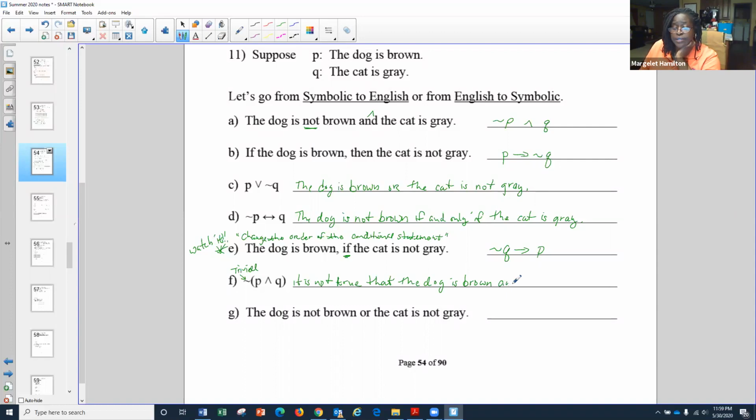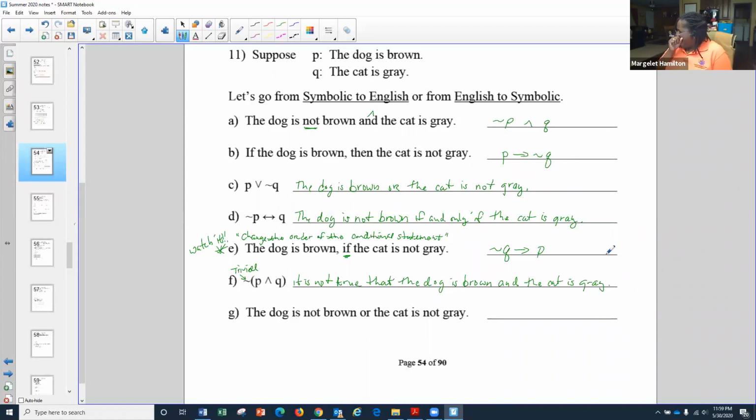and the cat is gray. Okay, that's how you handle that. Don't try to distribute it and try to find equivalents or anything like that. That's too much extra work. They simply want you to write the words based on what they're giving you in symbolic form.